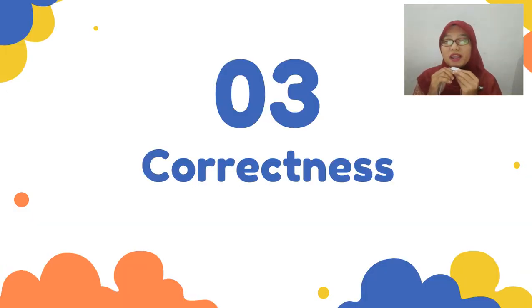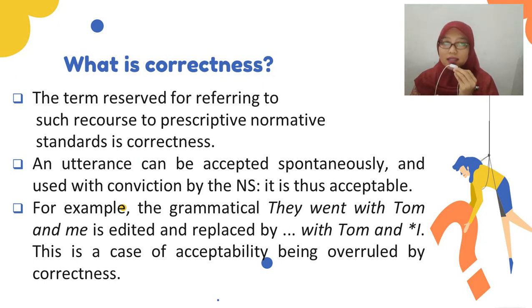Okay, let's move to correctness. What is correctness? The term reserved for referring to such recourse to a prescriptive normative standard is correctness. An utterance can be accepted spontaneously and used with conviction by the native speaker. It is thus acceptable. For example, the grammatical "they went with Tom and me" is edited and replaced by "with Tom and I." This is a case of acceptability being overruled by correctness.